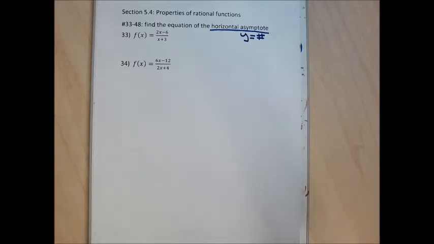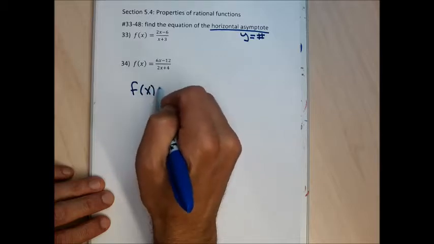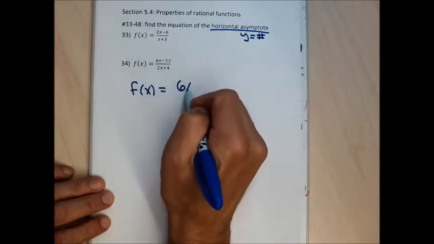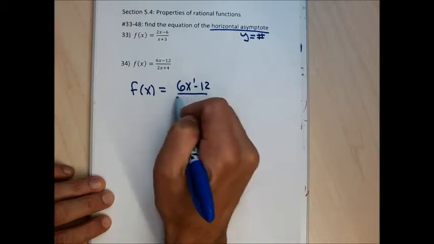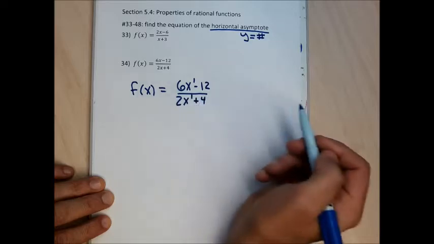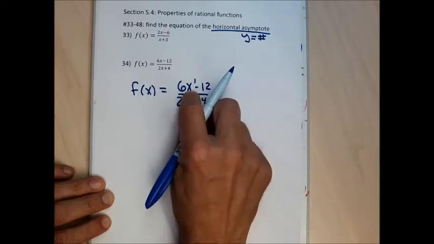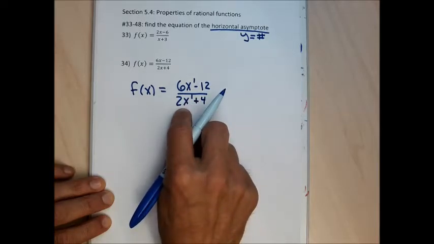There's a strategy for finding the horizontal asymptote, and it is completely dependent on the x term in the numerator that has the highest exponent and the x term in the denominator that has the highest exponent. In problem 34, the x term in the numerator with the highest exponent is the 6x to the first term, and the x term in the denominator with the highest exponent is the 2x to the first term.